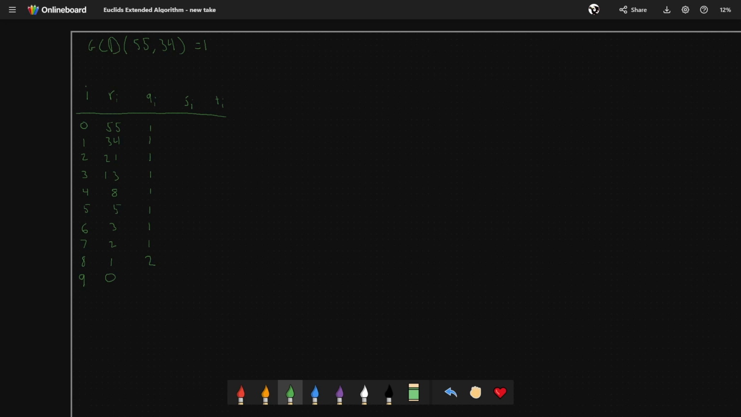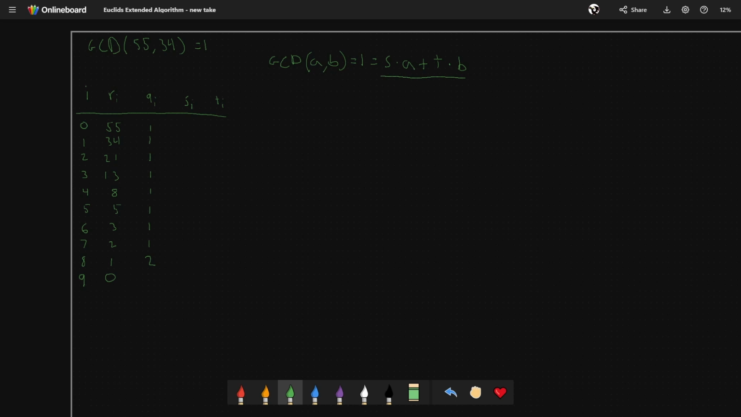To do so, the algorithm introduces these two extra variables, Si and Ti, which we'll be going over the calculations for shortly, which will, in the end, help us satisfy the following equation. If the greatest common divisor of A and B is equal to 1, then we can find two variables S and T to satisfy the equation: 1 is equal to S multiplied by A plus T multiplied by B.